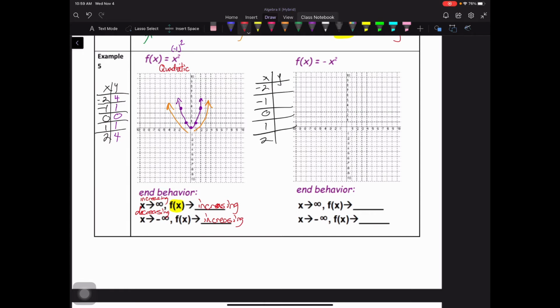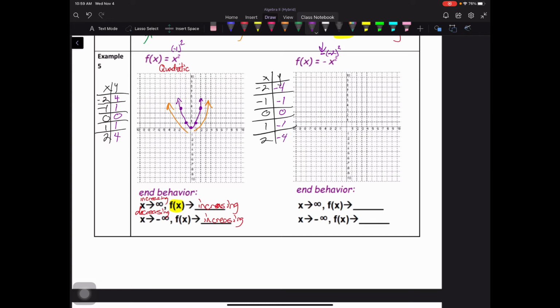Okay, so we'll try another example over here. This time we're plugging values into -x squared. So negative and then -2 squared is how that would look. So you're squaring -2, which is 4. And then you still have this negative on the outside. So we're going to take 4 and make it -4. 1 squared is 1, but then make it negative. So -1, 0, -1, and -4.